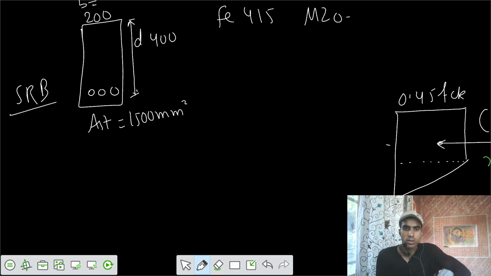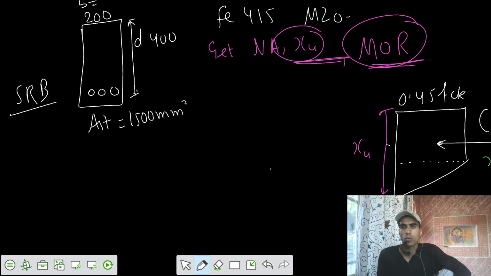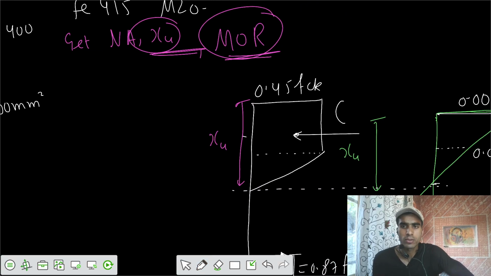Now the problem is saying get the neutral axis location, that is XU. Get the location of neutral axis. This is the location of XU, and you also get the moment of resistance of the section. Once you get the XU, you can get the MOR. So let's go for that.